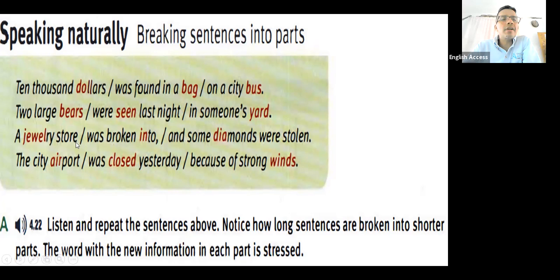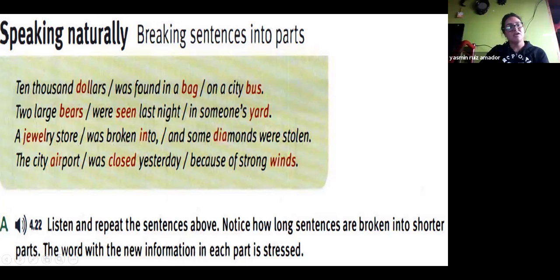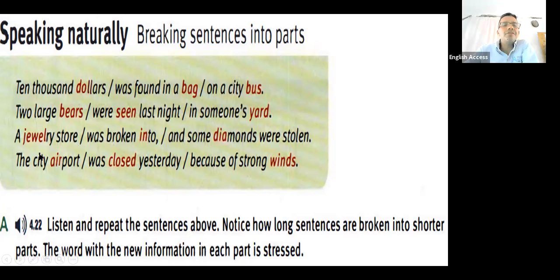Yes. Two large bears were seen last night in someone's yard. Jasmine. Okay. Two large bears were seen last night in someone's yard. A jewelry store was broken into and some diamonds were stolen. Felix.